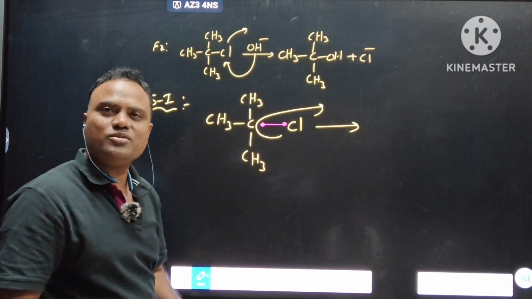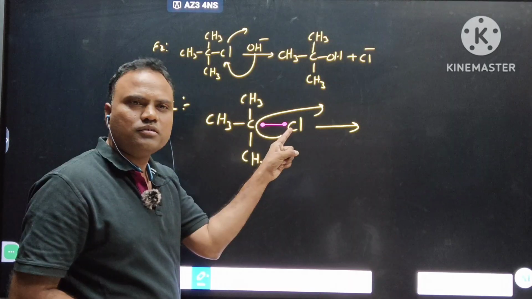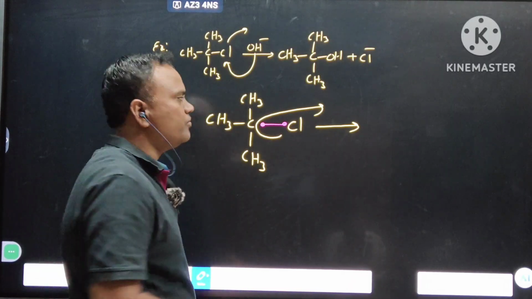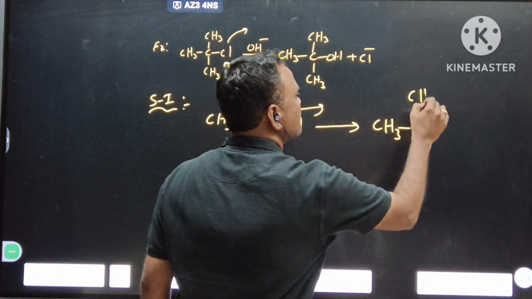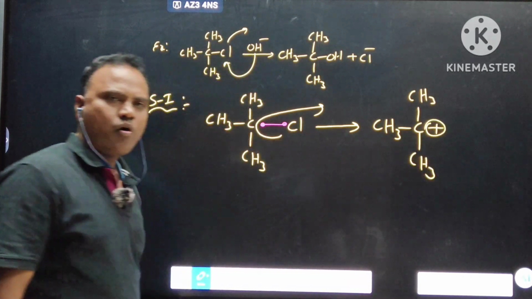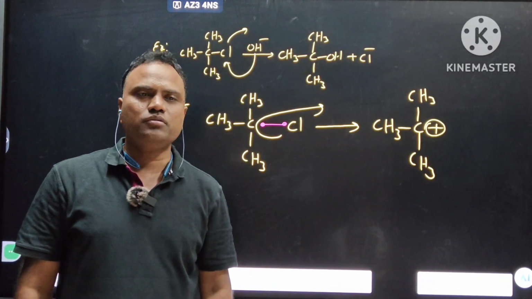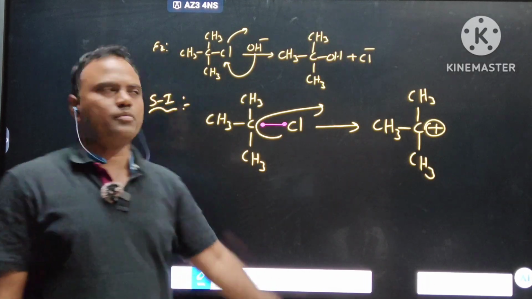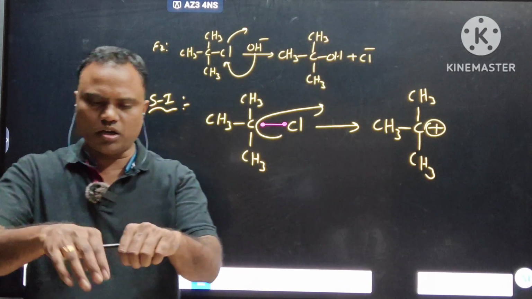Means this carbon is losing its electron or not? Halogen is taking its own electron and electron of carbon also, right? Then carbon will get a positive charge. This is carbocation or not? What is step 1? Formation of carbocation. Carbocation is formed.